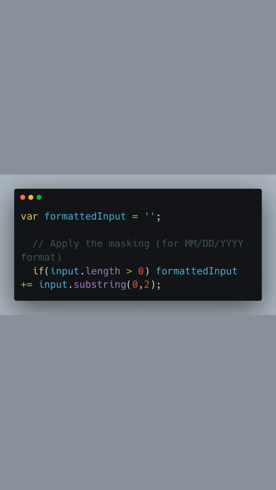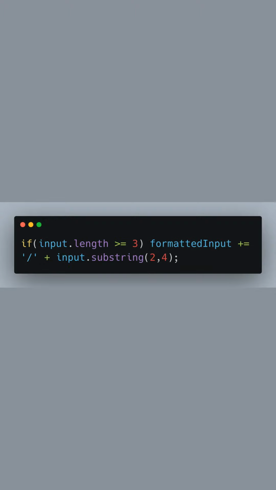We initialize another empty string for our formatted input. Then we proceed by first checking if there's at least one digit. If so, we add the first 2 digits to formattedInput, which represent the month in the MM/DD/YYYY date format. If the user has typed a third digit, we add a / and include the next 2 digits for the day section of the date.